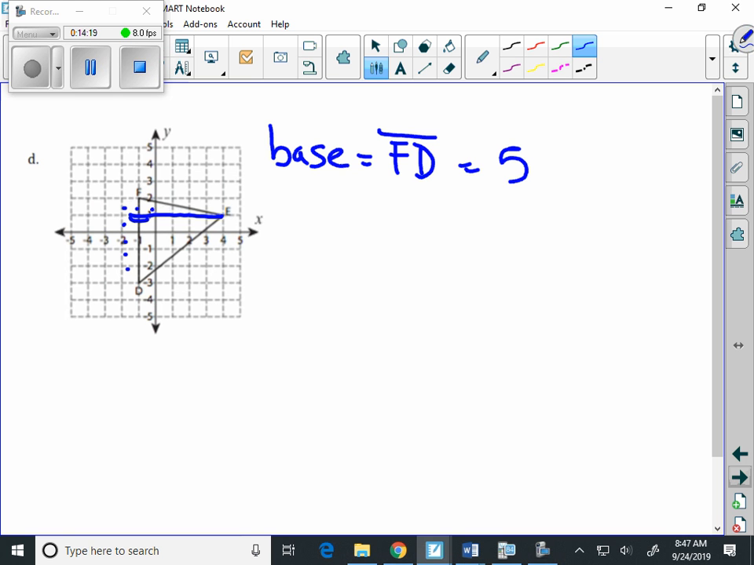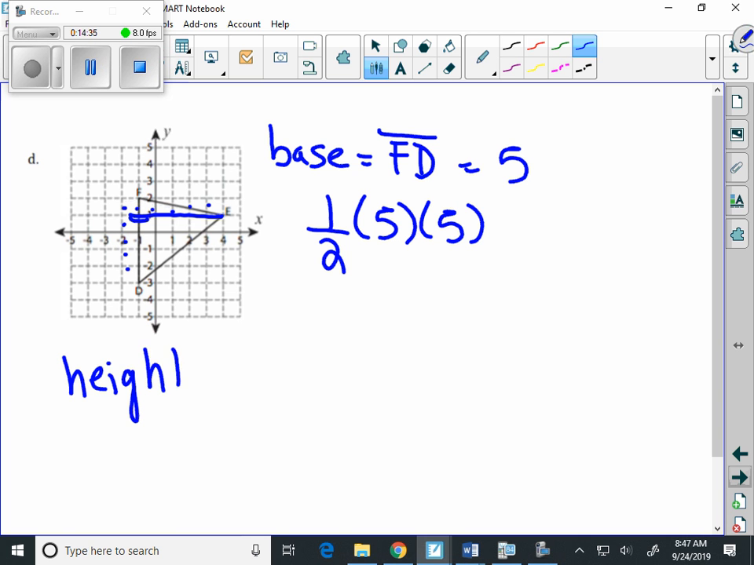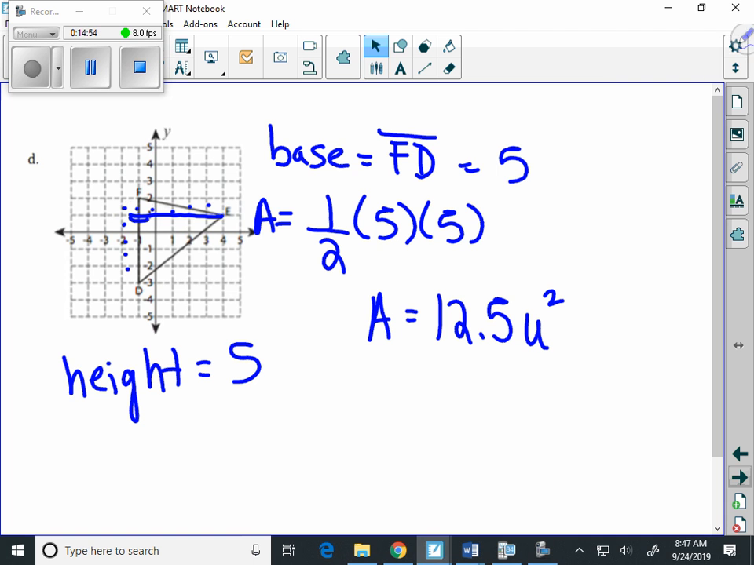And when we count, we've got 1, 2, 3, 4, 5. And the nice part is that we've done the calculation already, because it's 1/2 times 5 times 5. I should have written the fact that height equals 5 as well from counting. And when we multiply that together, it's the same computation that we did on the previous example. So this gives us 12.5. And again, area is measured in square units.